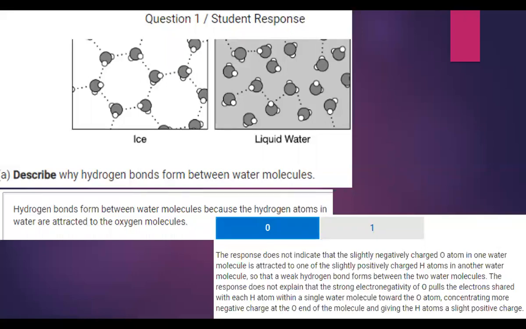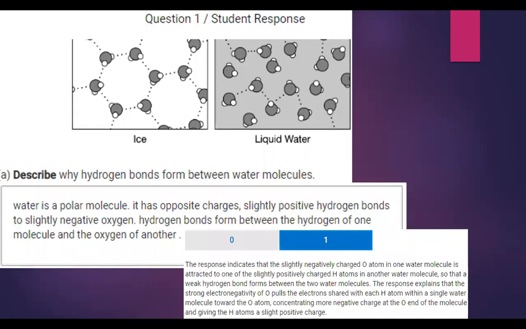This statement said hydrogen bonds form between water molecules because hydrogen atoms in water are attracted to oxygen. To get the full points, it did not indicate that there's a slightly negative charge on the oxygen and a positive on the hydrogen. That's basically what I was looking for, is that attraction between 2 molecules. Another thing is you couldn't just say that it was between the hydrogen and oxygen, positive and negative, and not say that it's 2 different molecules. Okay, all right, so let's look at the next one.